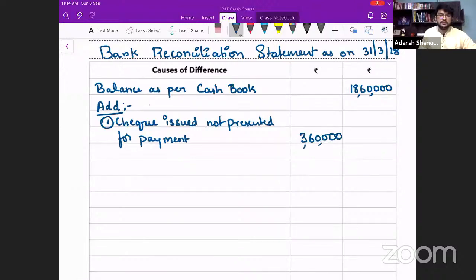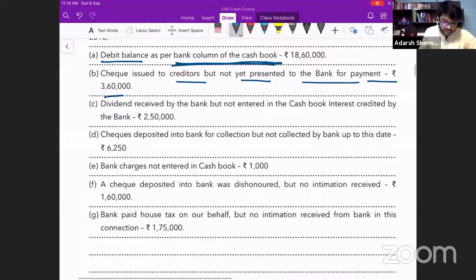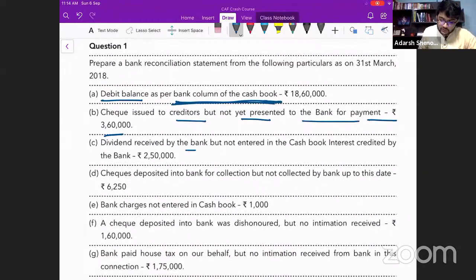All right. Next. Dividend received by the bank but not entered in the cash book, and also interest credited by the bank, 2,50,000. Both the amounts we will take together. It is interest and dividends received. Total is 2,50,000. Could you tell me which book has moved because of this?